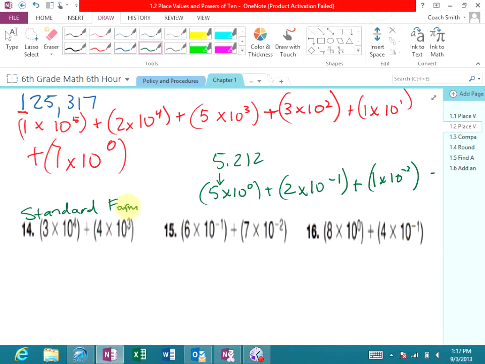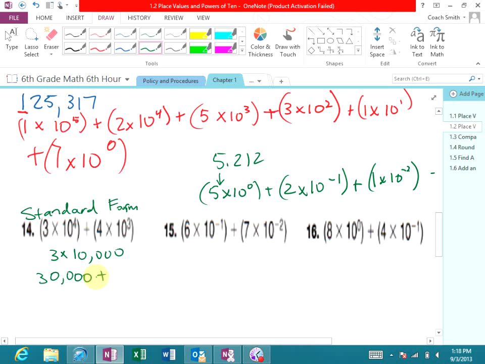So if I have 3 times 10 to the 4th, what does 10 to the 4th power represent? Nick? 10,000. That is correct. So I'm going to take 3 times 10,000. 3 times 10,000 would be what? Lily? 30,000. Good. So that's 30,000. Comma looks a little weird there.